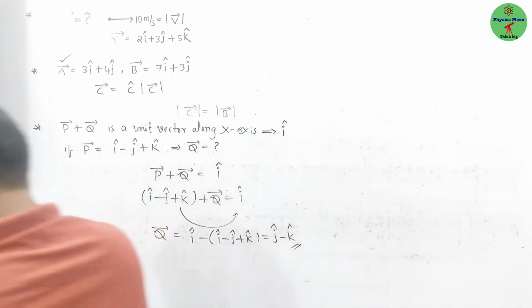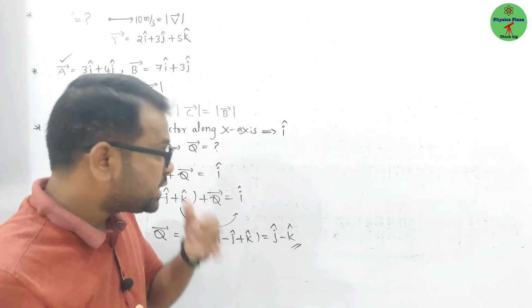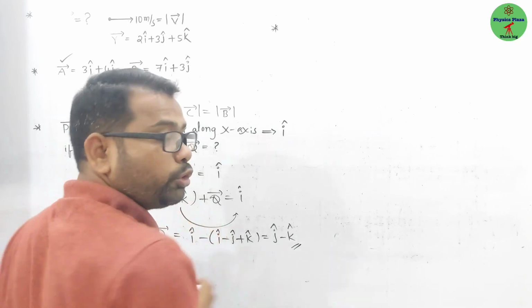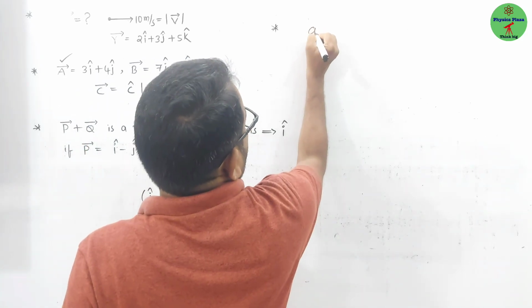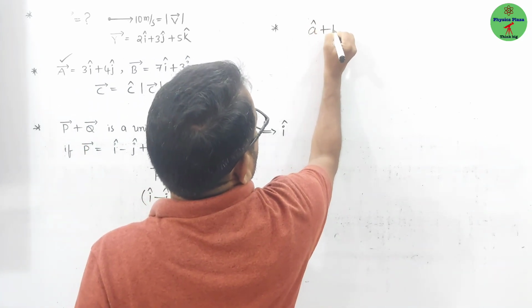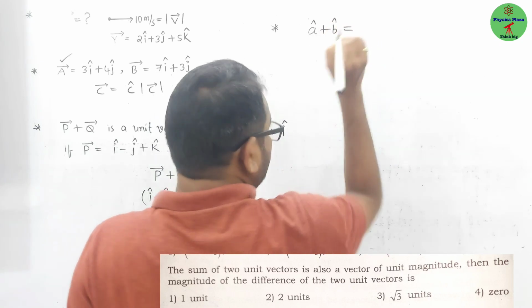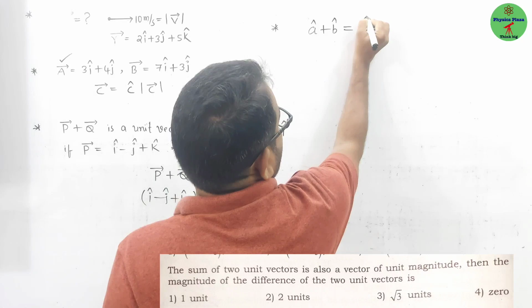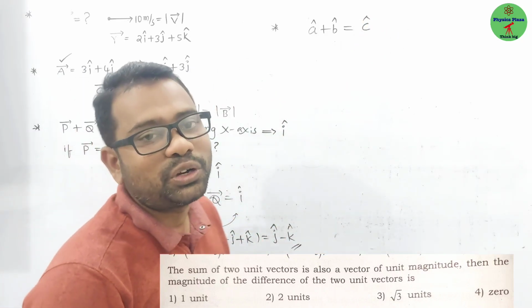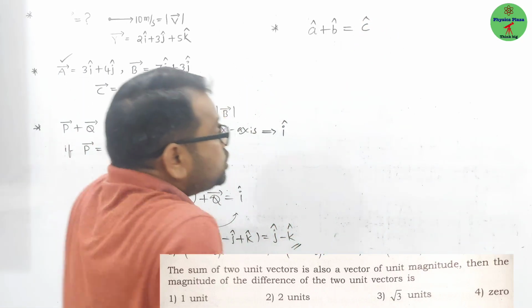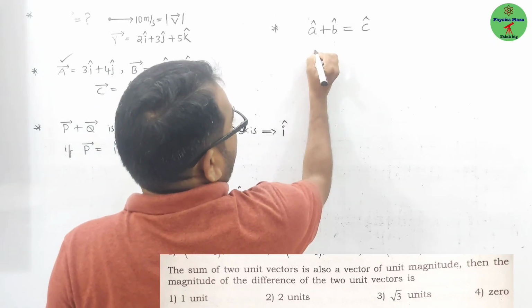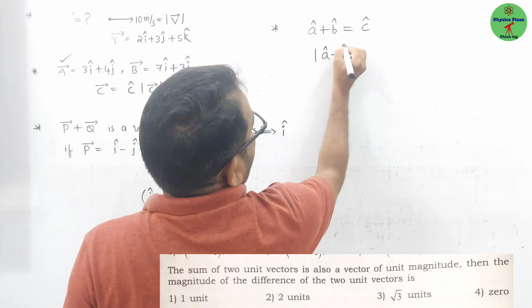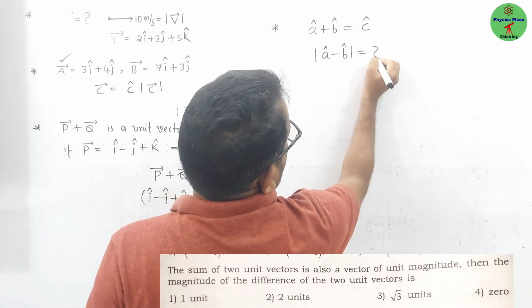Yeah, children. As per the question, the sum of two unit vectors, let us say A cap is one unit vector plus B cap is a unit vector, is equal to a vector with unit magnitude. Means what? It is also a unit vector only. Then they are asking us to find the magnitude of the difference of these two unit vectors. This is how they are asking.